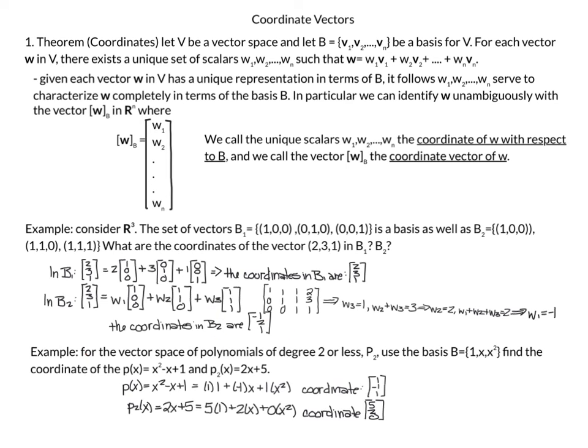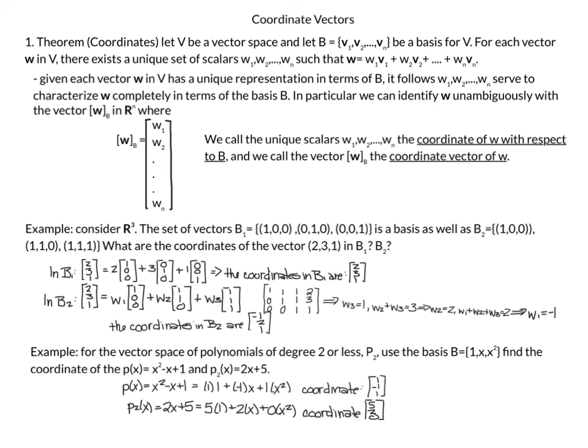Last, we looked at the space of polynomials of degree 2 or less, and we went into a little more detail about P2 and the vector space itself, and we used the basis 1, x and x squared to find the coordinates of these two polynomials. The first one, x squared minus x plus 1, had coordinates 1, negative 1, 1, because this polynomial is equal to 1, our first coordinate, times our first basis vector, plus negative 1, our second coordinate, times our second basis vector x, plus 1, our last coordinate, times our last basis vector x squared.